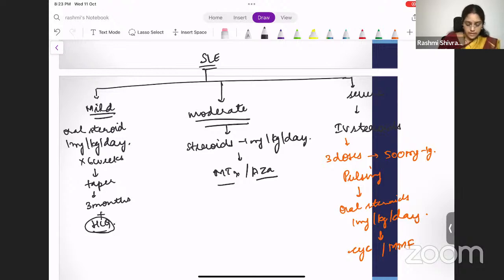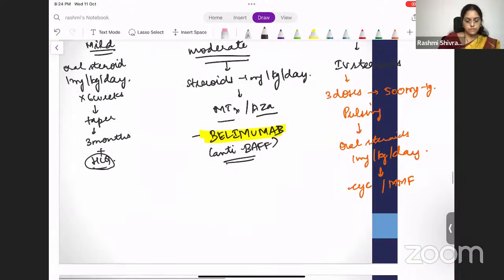As a second line drug here, you can use belimumab, which is actually an anti-BAFF inhibitor. This is a new drug. We need to remember belimumab is very, very important. It is given for moderate lupus erythematosus.